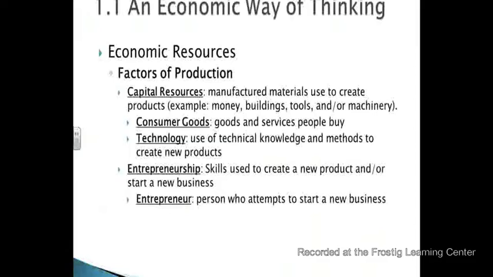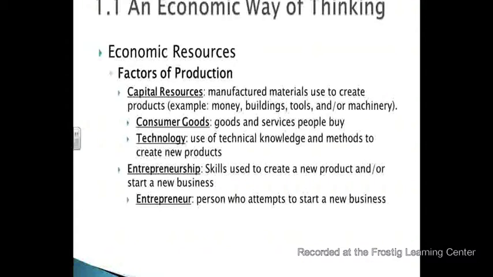The next one is capital resources. These are manufactured materials used to create products. When we think of capital, a lot of times what people think of is money. Right? In order to produce something, you have to have money. Why? You have to have the money to buy the wood. You have to have the money to buy the steel. You have to have the money to buy cotton. Because it's not free, is it?